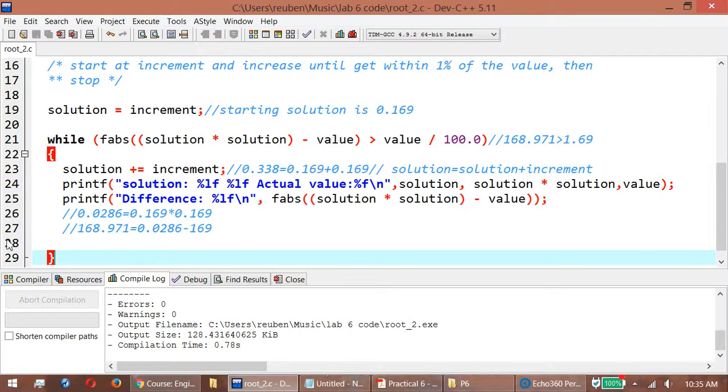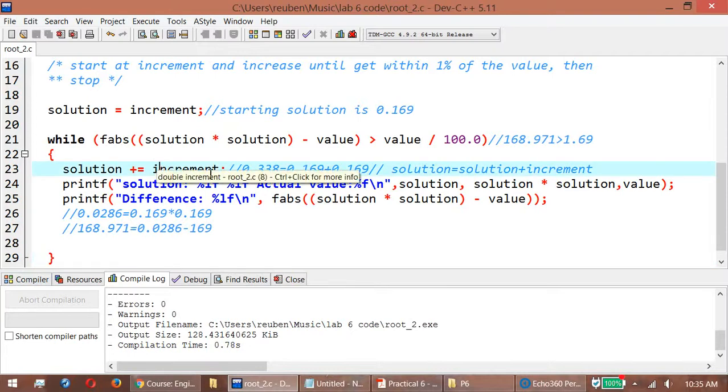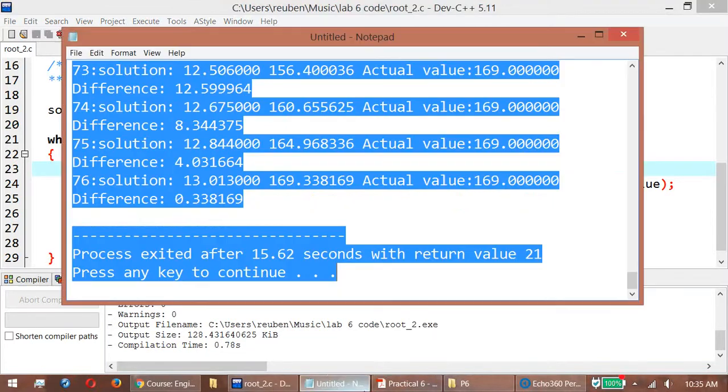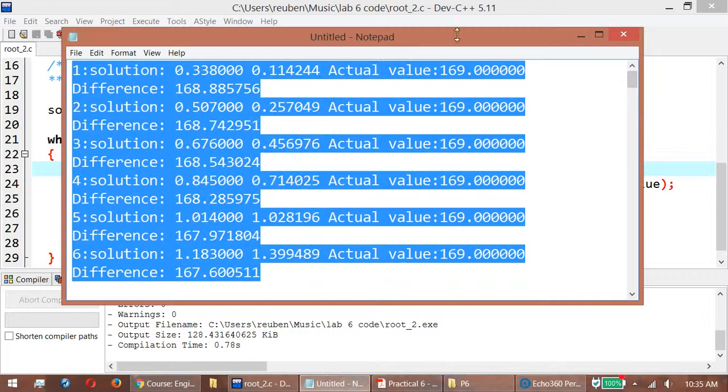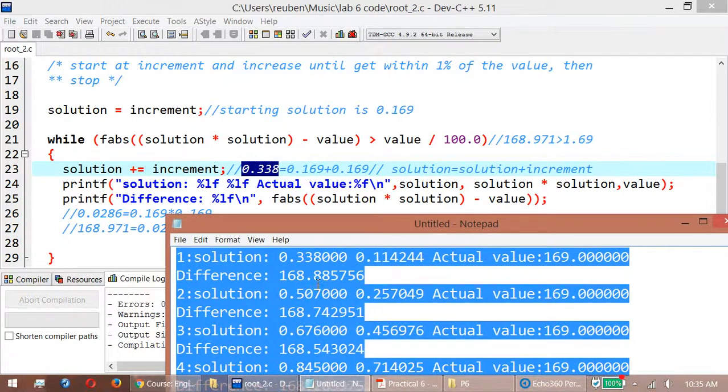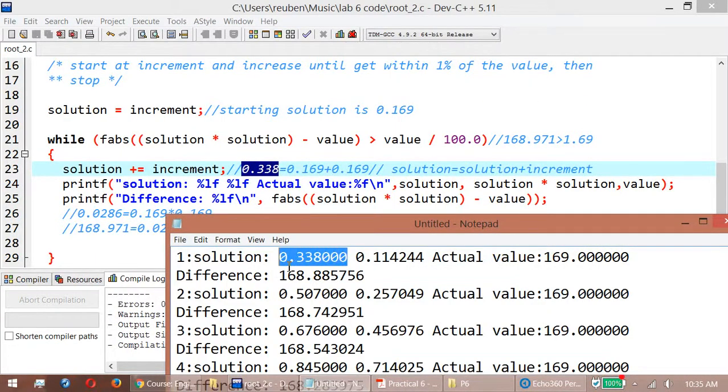So every time it will guess, it will increment the guess by 0.169. So for the next round of calculation, the possible solution that we looked at is 0.338. Let's see what is the difference. Okay, what is the difference of 0.338? You can see it from the actual coding here. So for the next run, 0.338. Okay, this is the next round.